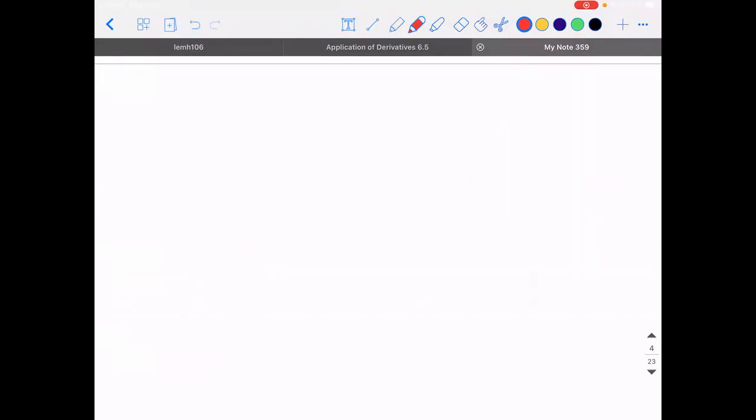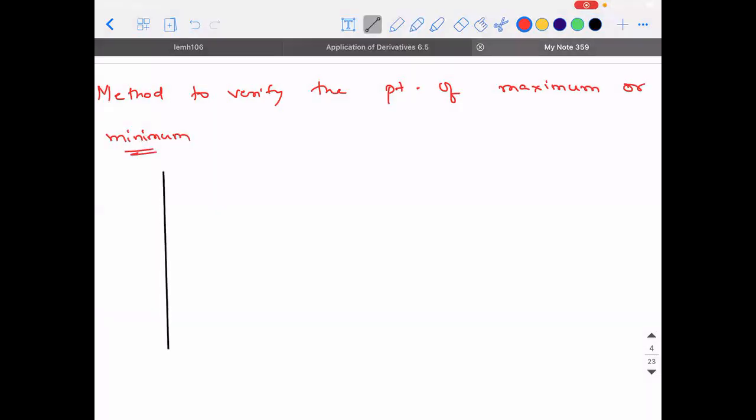Listen. It's called the method to verify the point of maximum or minimum. So we are again going to apply the concepts of derivatives only. See, we concentrated on what is happening on the left of a given point and right of a given point. But if you observe what is going to happen exactly at the point.